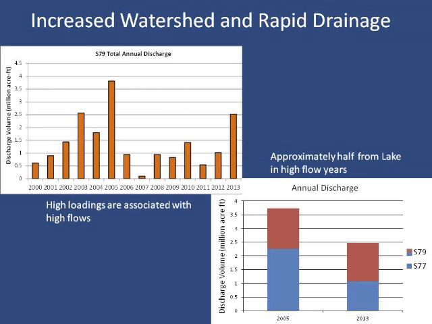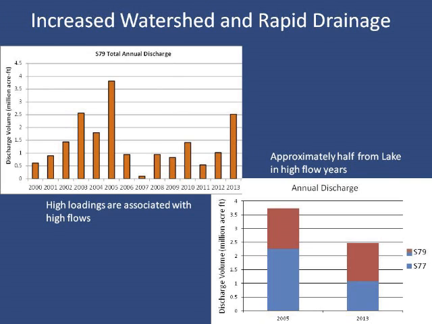This graph on the left shows the flows in the last 10 years, and shows that in some years, with hurricanes, we have very high flows. In 2013 we had a wet year and had very high flows compared to other years.